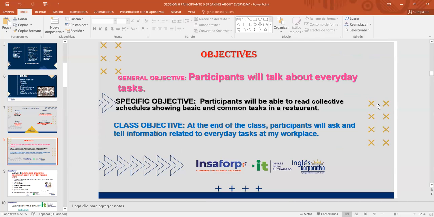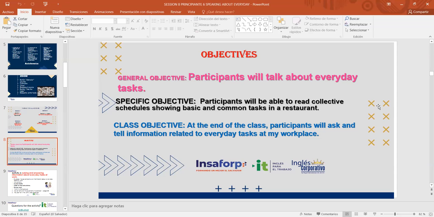Okay, objectives, general objectives. Participants will talk about everyday tasks. Specific objectives. Participants will be able to read collective schedule showing basic and common tasks in a restaurant. Class objective. At the end of the class, participants will ask and tell information related to everyday tasks at my workplace.